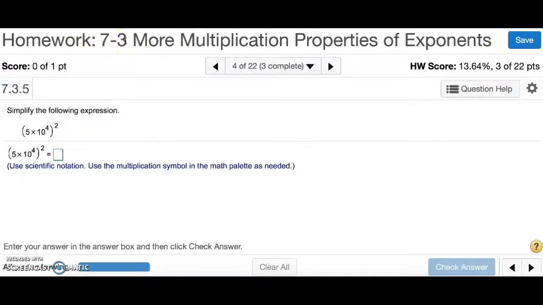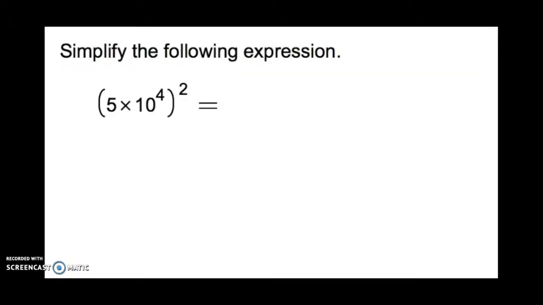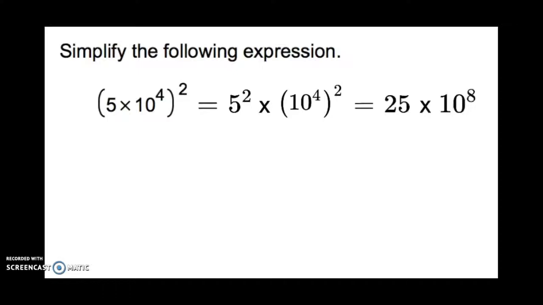It says to simplify the following expression and to write our answer in scientific notation. So let's take a closer look at that. We are raising all of this to the power of 2. So what we need to do is raise each of these to the power of 2. So we have 5 squared times 10 to the 4 squared. 5 squared gives us 25. When you raise the 10 to the 4 to the power of 2, you multiply the exponents, and 4 times 2 is 8. So we have 25 times 10 to the 8.